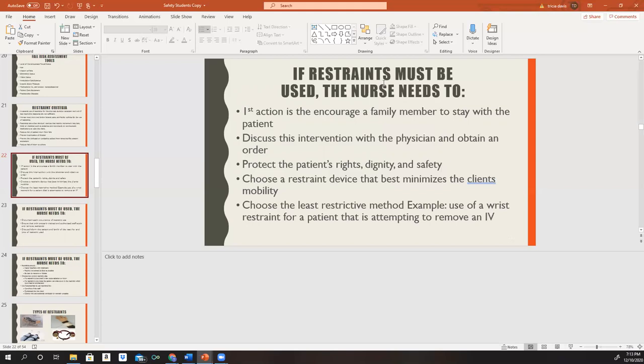You want to protect the patient's rights, their dignity, and safety, so only using them for as long as is necessary. You don't want to just put them in restraints and leave them there for the entire shift because you don't want to be bothered with them. You need to go in every 2 hours. Let's take them off. Has the patient calmed down now? Maybe he just needs them at night. A lot of people sundown, so come 6, 7 o'clock in the morning when the sun comes up, little Mrs.